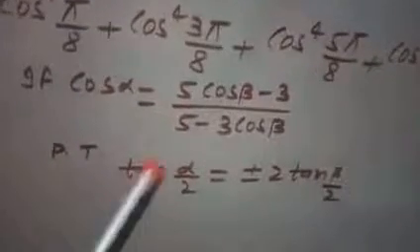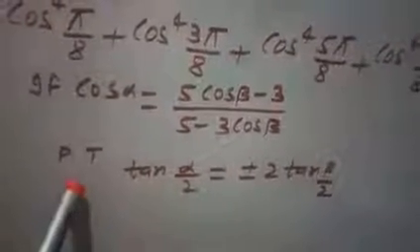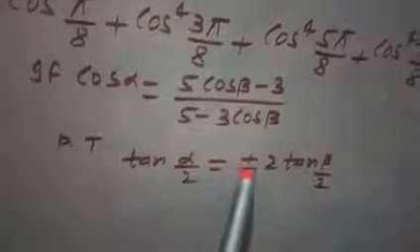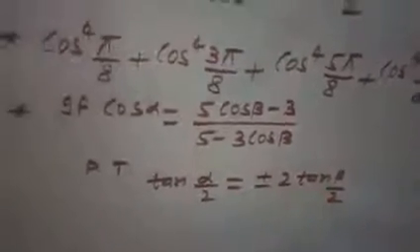And the next one is: if cos alpha is equal to (5 cos beta minus 3) upon (5 minus 3 cos beta), then we have to prove that tan alpha by 2 is equal to plus minus 2 tan beta by 2. So have a glance.